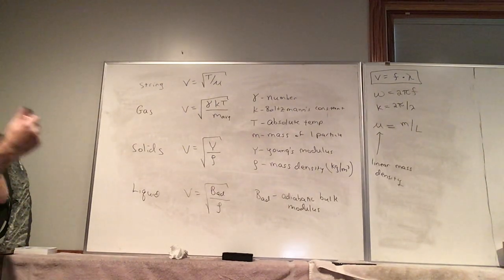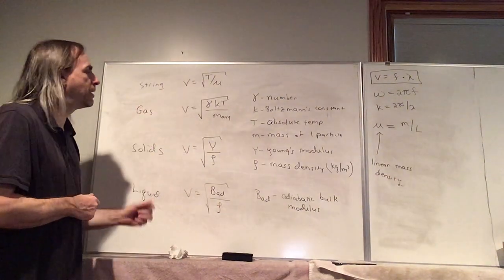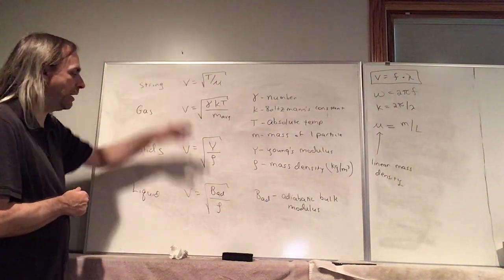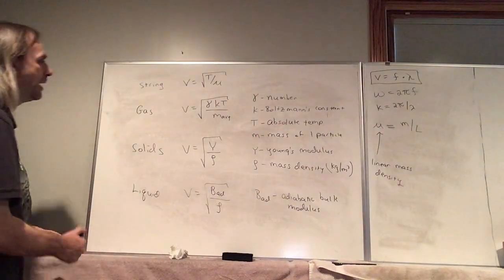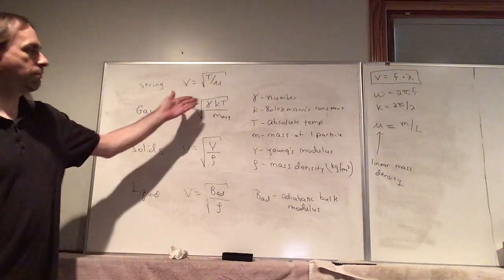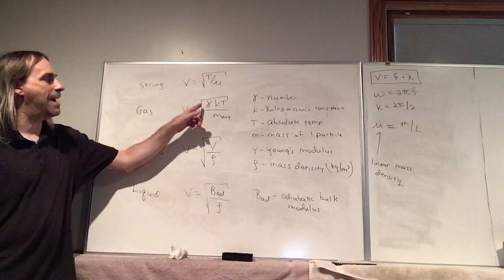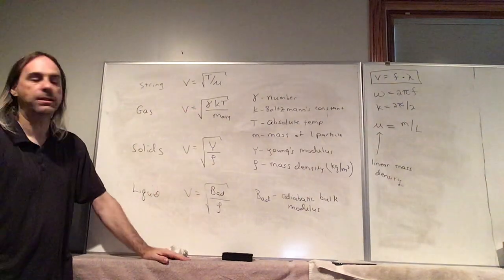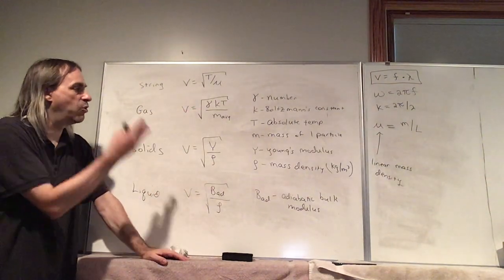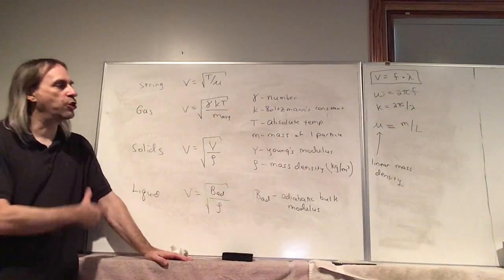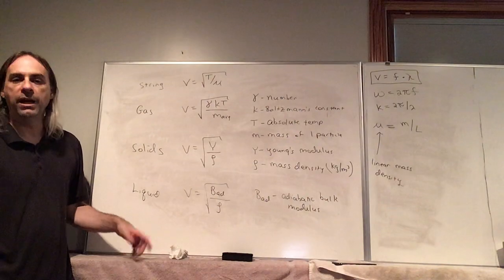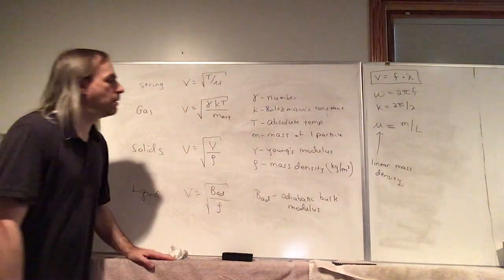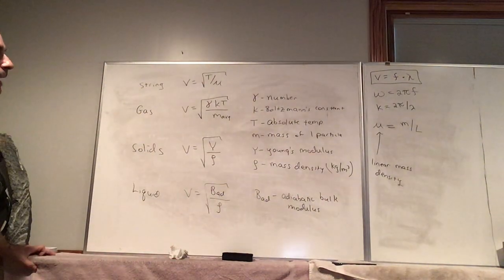And on top, it's always like a property of the material, like the tension in the string. Here, these are like how compressible a solid or liquid is. Like the gamma depends on what type of gas. And so there's a lot of similarities. And there's actually a more general formula you can write down for the speed of a wave, but we're not going to bother with that in this class.